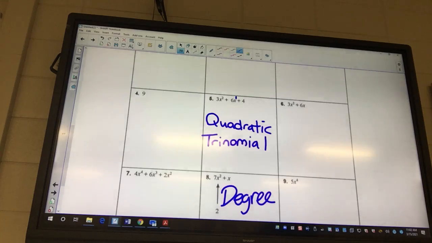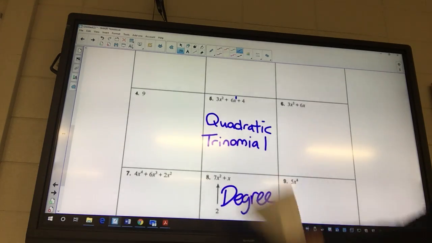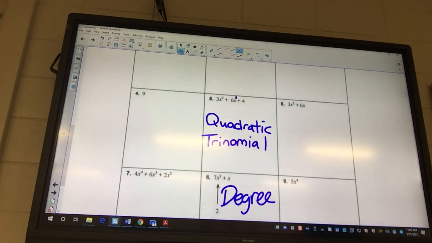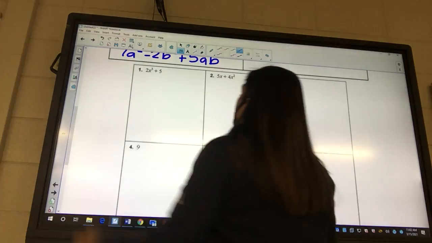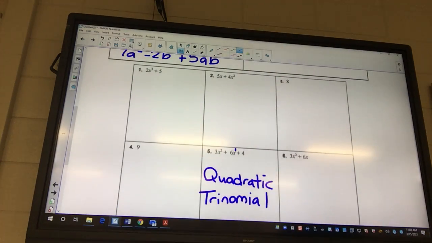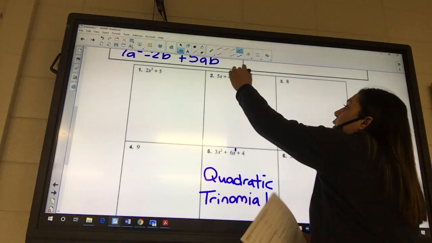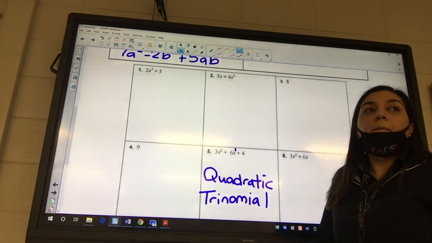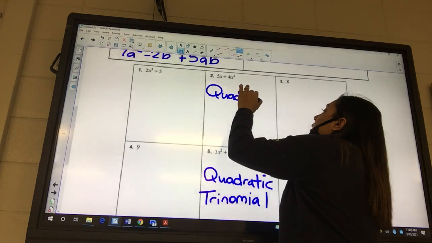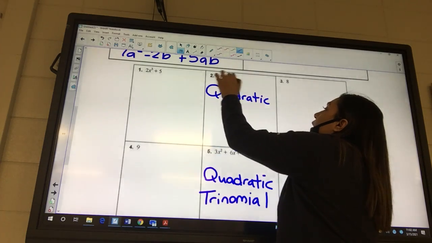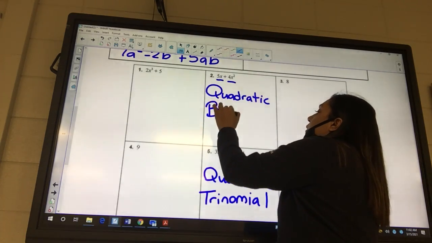Okay, how many answers should all of these have? 2. They all need to have 2 other than 8, which is why I did 8 on the board. Look at number 2. What's the highest exponent? We're just looking at the squared, not the 4x. So it's going to be a quadratic. And it's got 1, 2 pieces, so it's going to be a binomial.